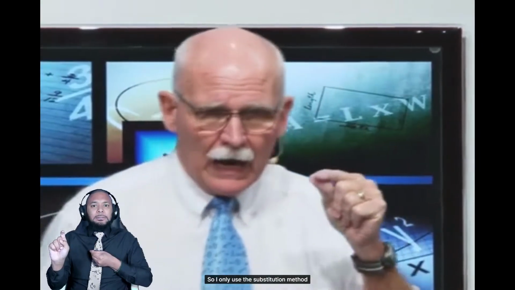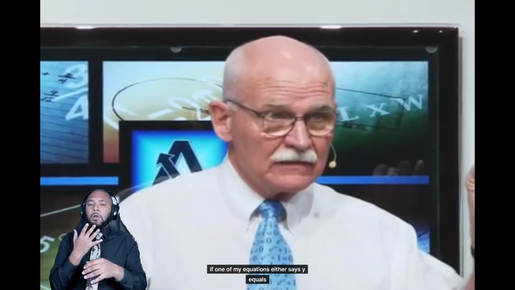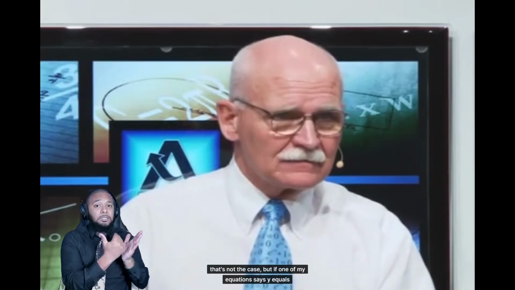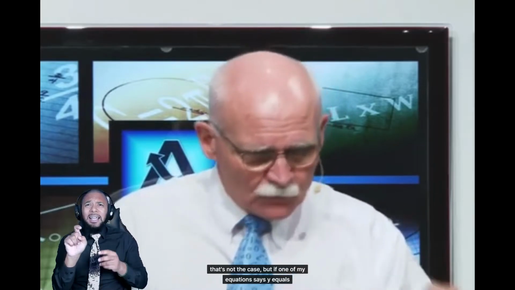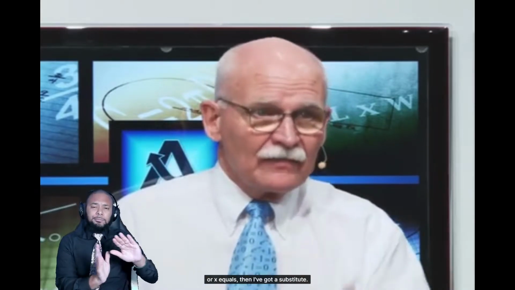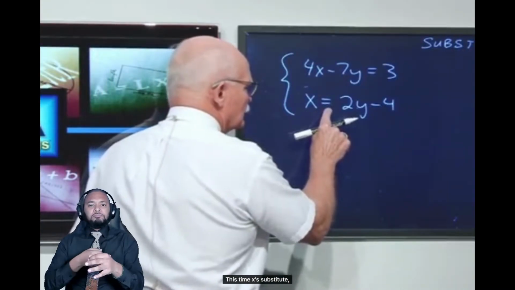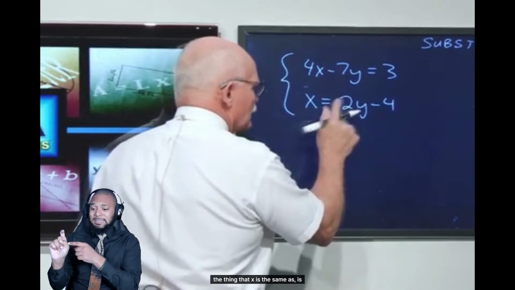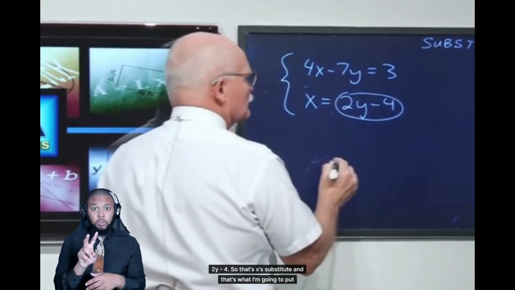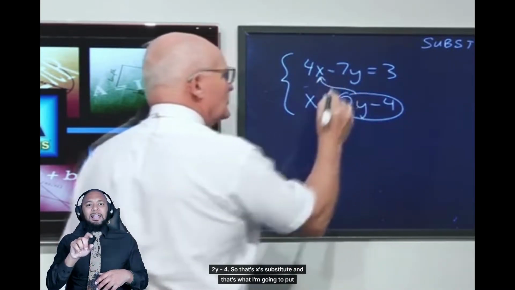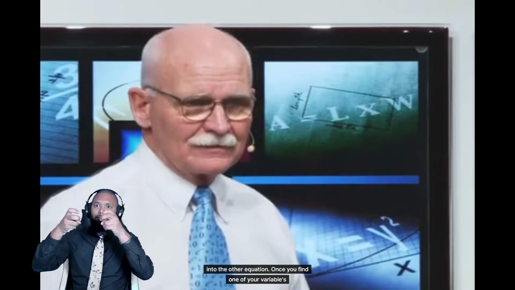So I only use the substitution method if one of my equations either says y equals or x equals. And in the next lesson, we'll learn what to do if that's not the case. But if one of my equations says y equals or x equals, then I've got a substitute. This time, x's substitute, the thing that x is the same as, is 2y minus 4. So that's x's substitute, and that's what I'm going to put into the other equation.